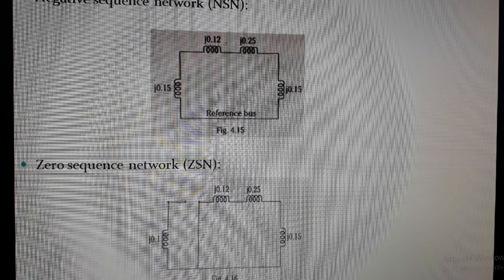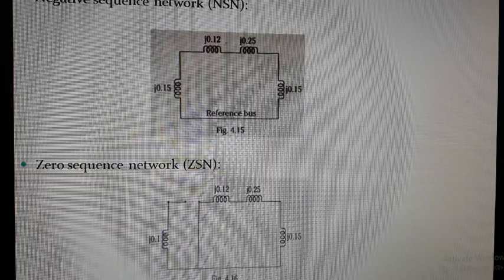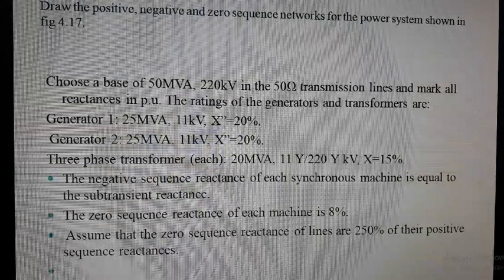Okay. Writing the zero sequence network is quite different from the positive and negative. We need to consider the transformer winding connection, the star delta connected, star neutral grounded, or delta star connected, all those things we need to see, and accordingly whether it's an open circuit, shunt connected to reference, all those things we look into. Take another example.